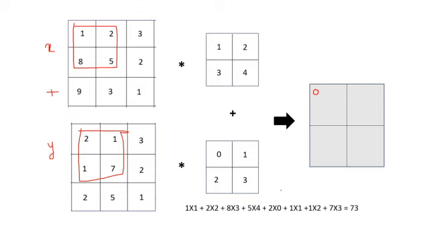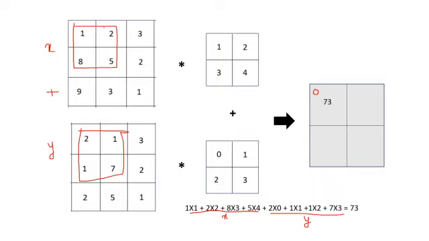To elaborate, this is going to be 1 into 1 plus 2 into 2 plus 8 into 3 plus 5 into 4. So this is your X. And for here, it is 2 into 0 plus 1 into 1 plus 1 into 2 plus 7 into 3. So this is your Y, and X plus Y here is 73.